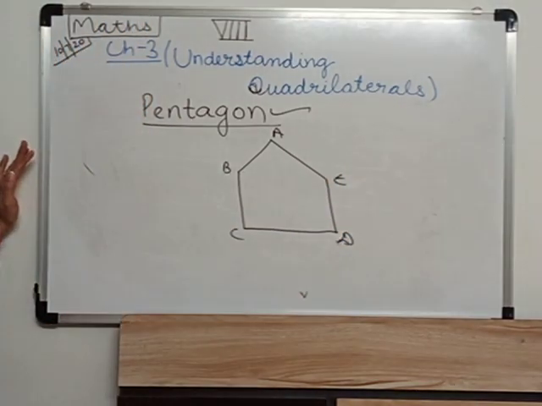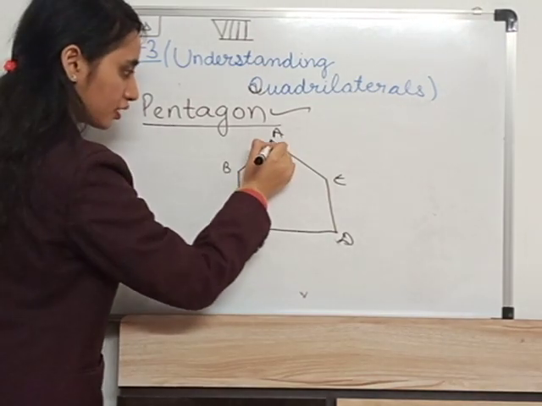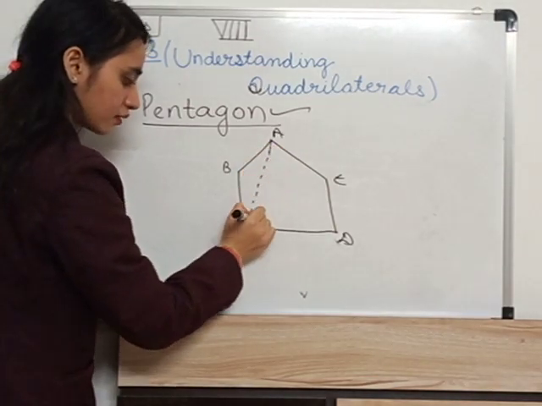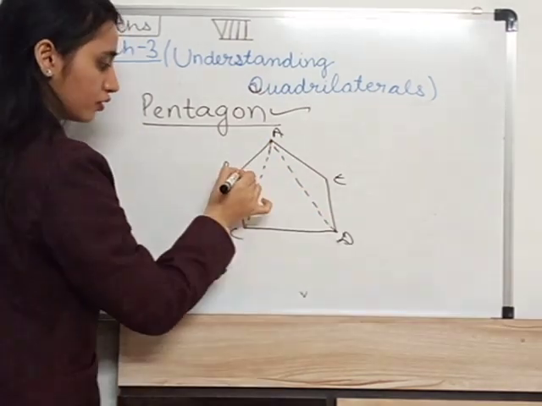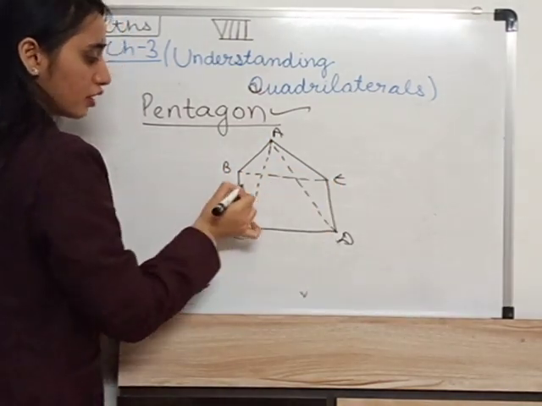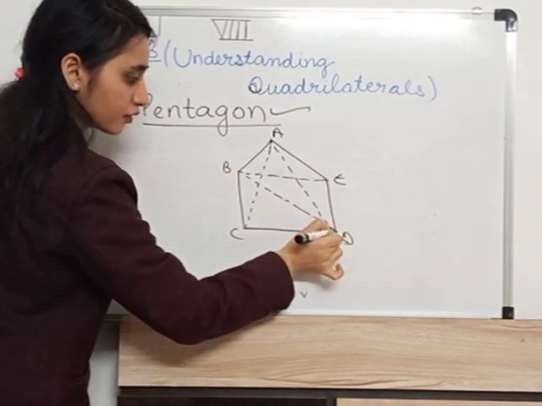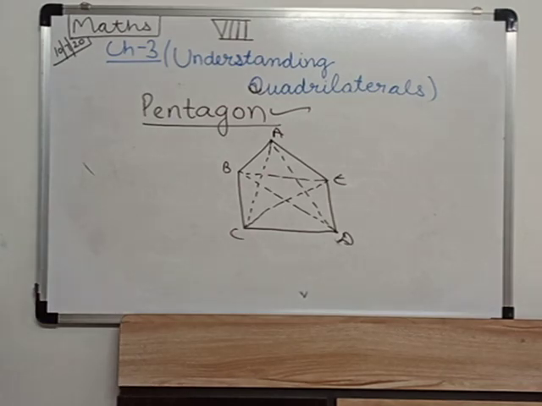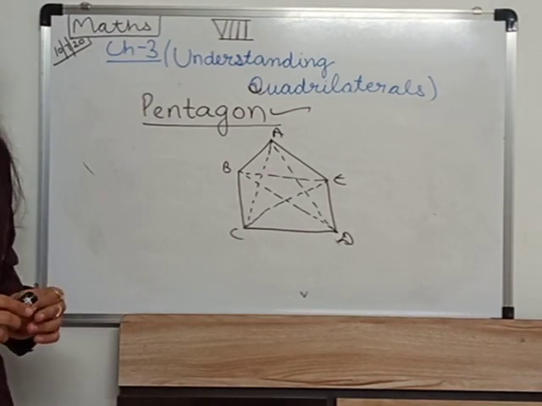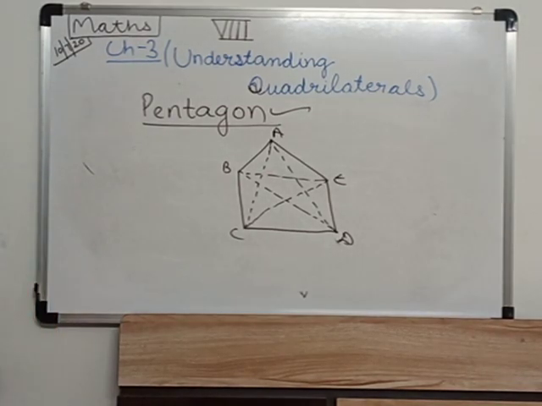Now how can we make diagonals in this figure? Start joining the opposite vertices. 1, after that 2, now 3. Now we can join these opposites 4 and 5. Like this way we can draw diagonals of this pentagon figure.